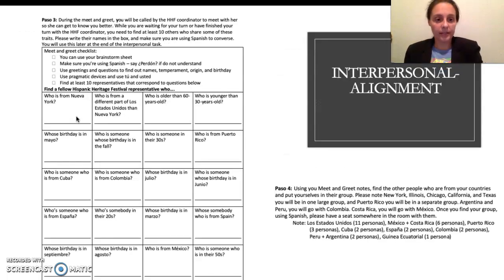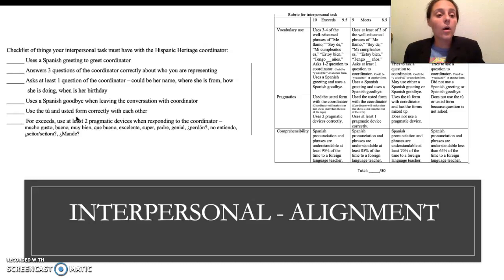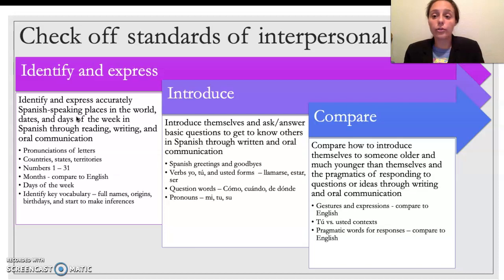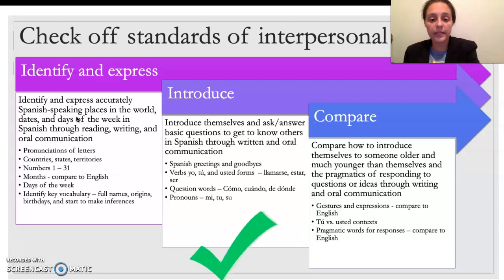So this is what their interpersonal activity looks like while I'm interviewing them. They have to find somebody who fits all of these: someone who's from New York, someone who's older than 60 years old, and they are using pragmatics. They are using tú and usted, looking at ages as they do this. At the end, they're going to use their meet and greet notes and actually go into groups based on different countries and different regions, which is just part of the activity. And so they'll look through their non-negotiable checklist, they'll look at their rubric, and I will show you here that this met the introduce standard and the compare standard of the IPA.